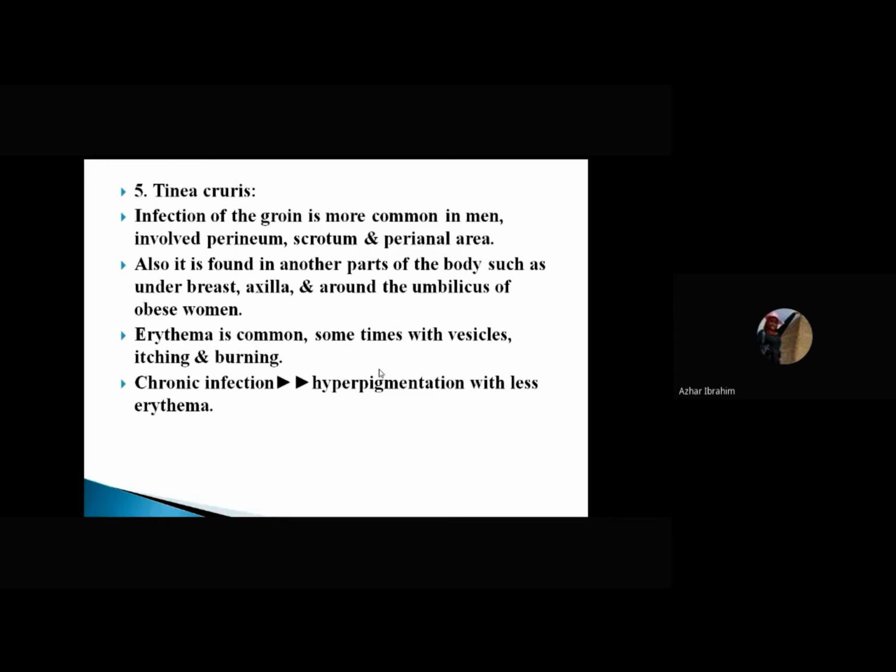What are the characteristic symptoms of the disease? Mainly erythematous. Sometimes it is associated with vesicles, itching, and burning sensation. Sometimes it becomes chronic, because this is acute. I mean, erythema, vesicles, itching, burning sensation is acute. When it turns chronic, it will develop hyperpigmentation with less erythema.